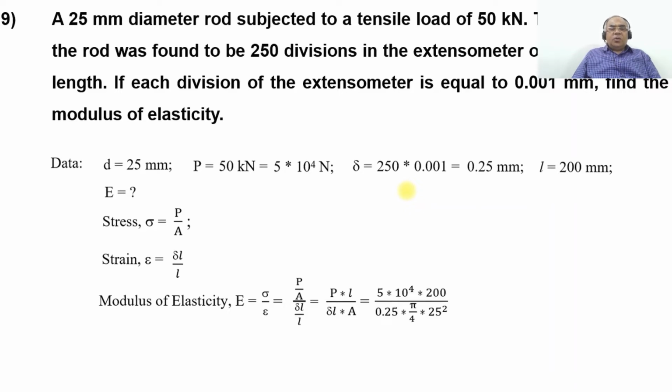So here, what is the load? Load is nothing but 5 into 10 to the power of 4. Substitute the value of P as 5 into 10 to the power of 4. And for the length of the bar, L, substitute the value of 200, divided by delta L, which is nothing but 0.25, into the area, which, since the diameter is given, is pi by 4 into 25 square. Therefore, the Young's modulus or the modulus of elasticity of the bar or the rod is 81487.3 Newton per mm square.